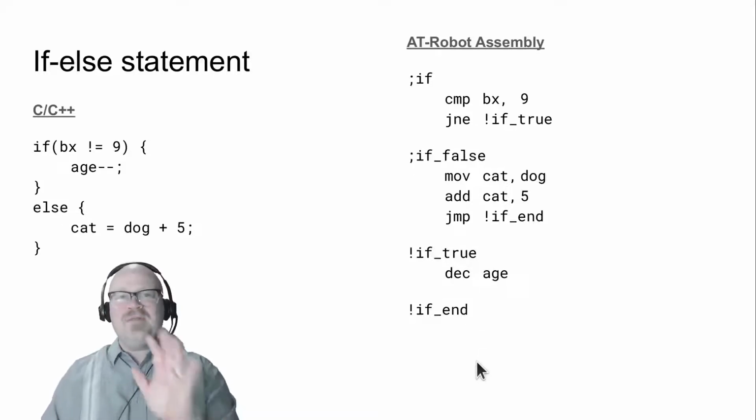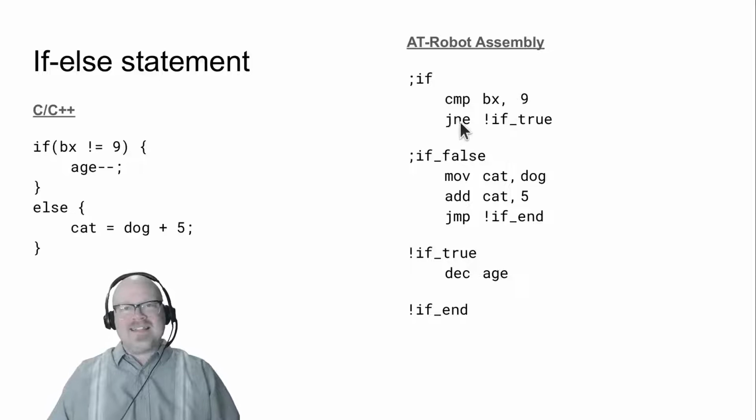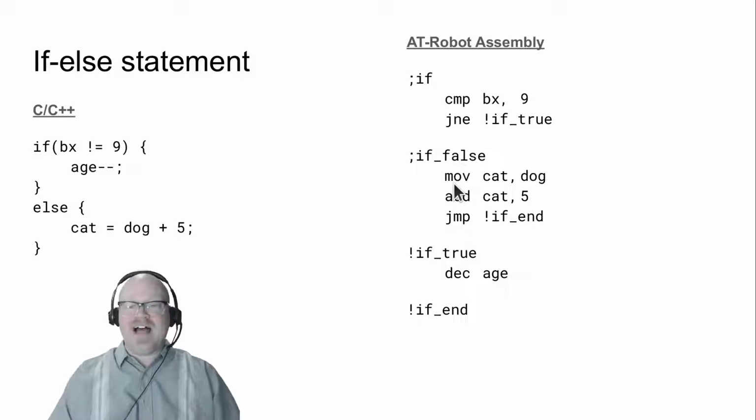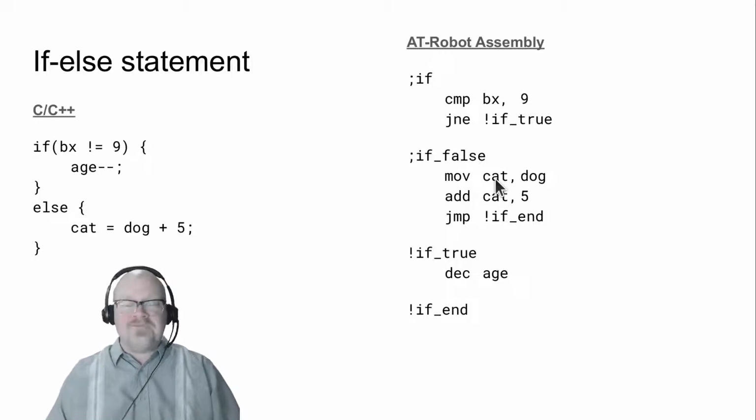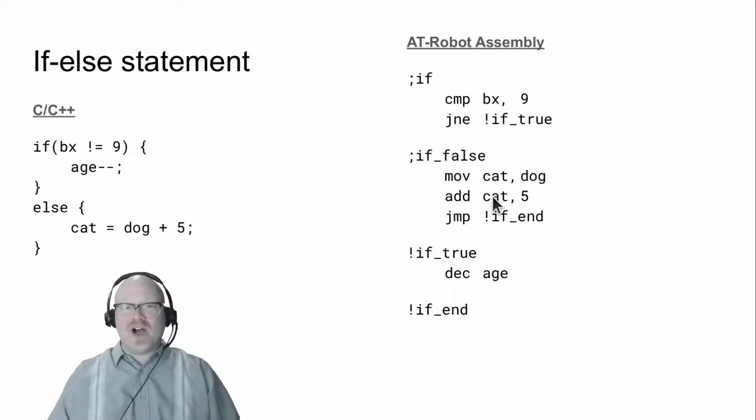Now, you may be wondering why I put the true code at the bottom. I'll get to that. Now let's look at the false condition. Let's compare bx to 9, and let's say they are equal to one another. Well, in that case, this conditional jump, the jump not equal, isn't going to take us anywhere. So we're going to fall through to the false code. And we're going to do cat equals dog plus 5. But I'm not going to add 5 to dog. Instead, I'm going to first copy dog into cat, its current value. We know we're going to clobber cat anyway, so this is okay.